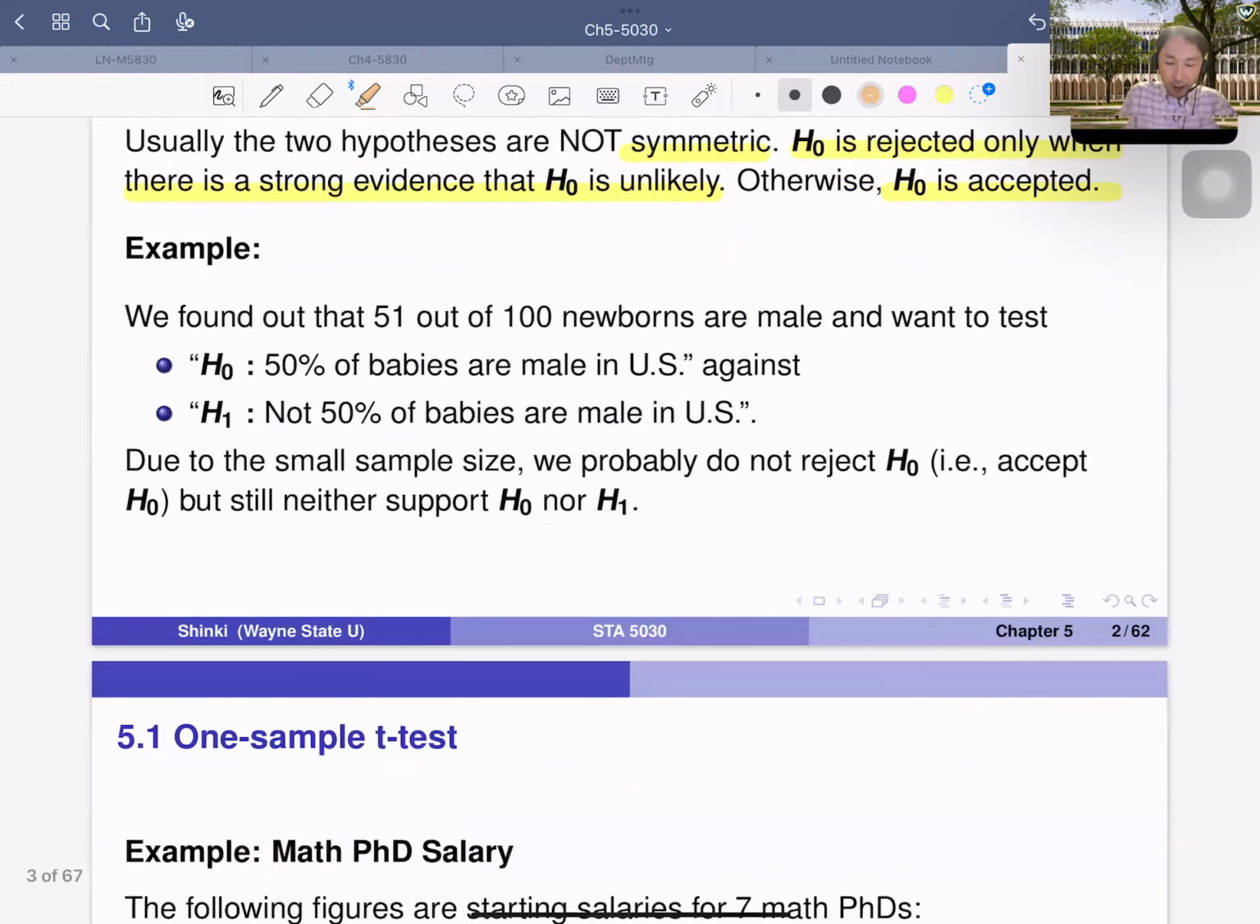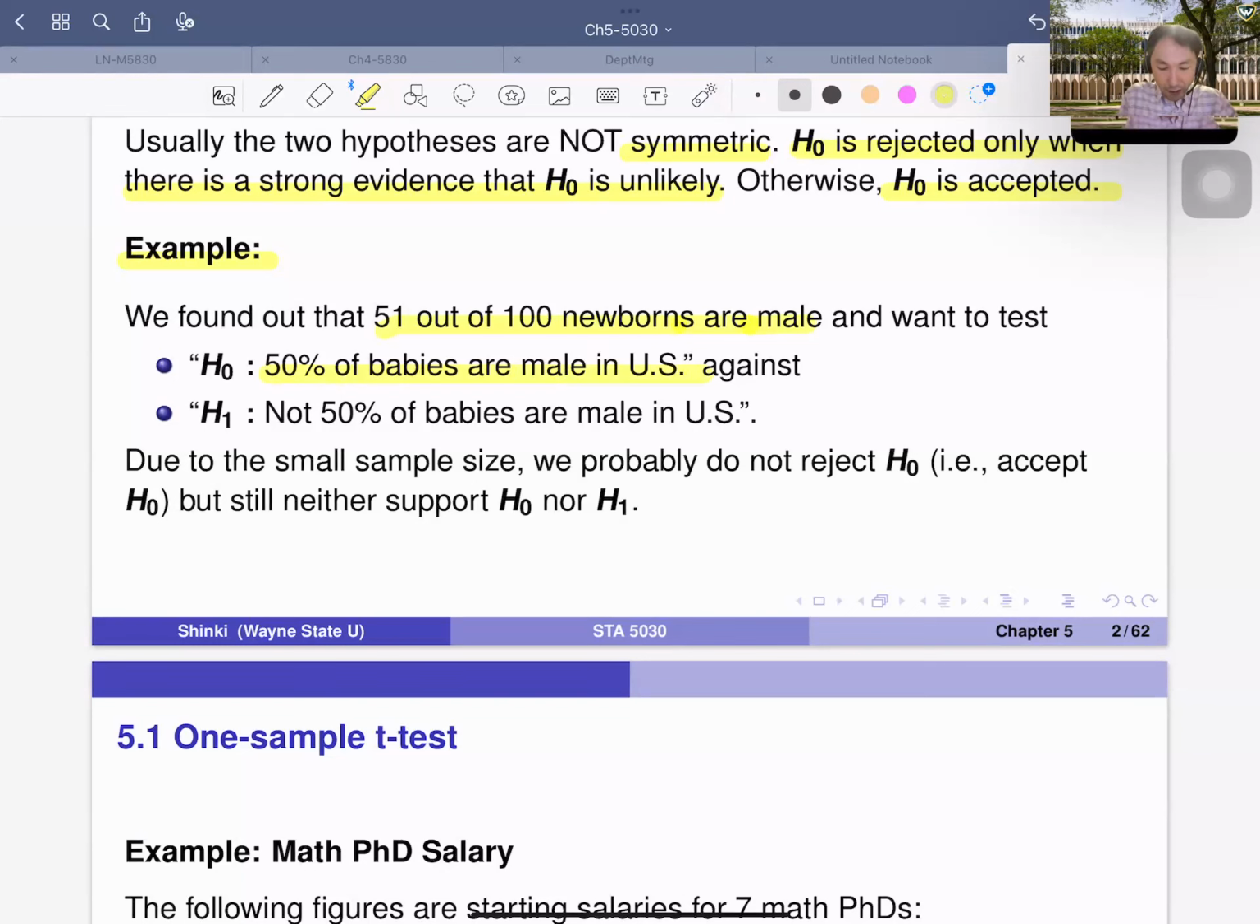So here is an example to explain that situation. Suppose that we found that 51 out of 100 newborns are male and 49 are female. We want to test if 50% of babies are male in the United States.